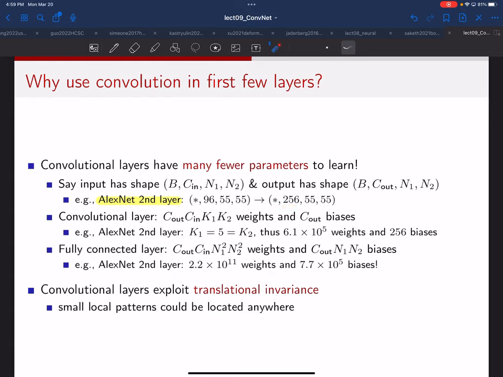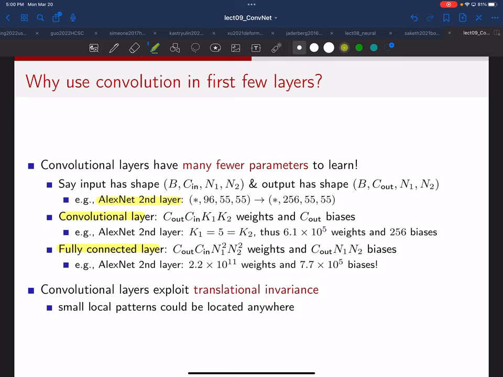Okay, so in AlexNet, in the second layer, they use 5 by 5 kernels. If you plug in 96 times 256 times 5 times 5, you get 600,000 different weights and 256 different bias coefficients. Sounds like a lot, but let's look at what happens if, instead of a convolutional layer, we had used a fully connected layer, a dense layer.